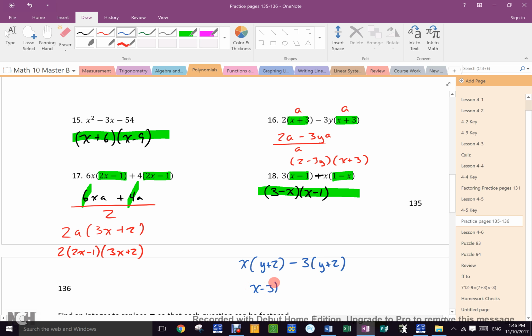3, x minus 3, y plus 2. Everybody see it? Do you want to see this with the a to see the connection? If I make this a and a, then I have xa minus 3a, yes? Take out the a, x minus 3. A is that. So there it is.